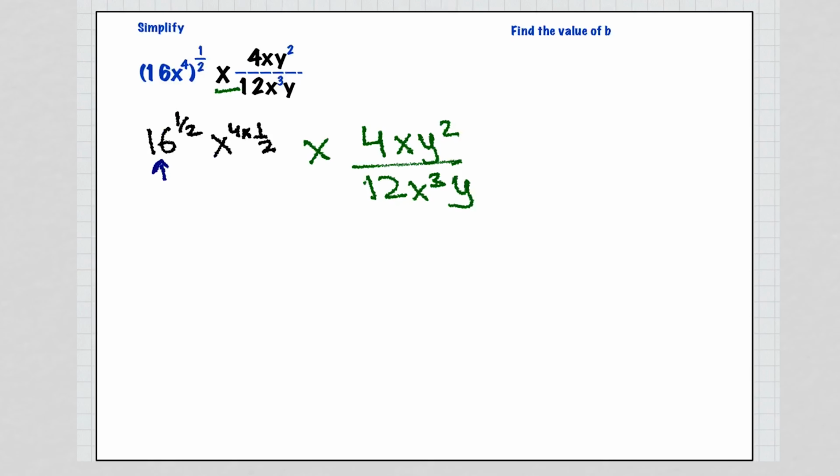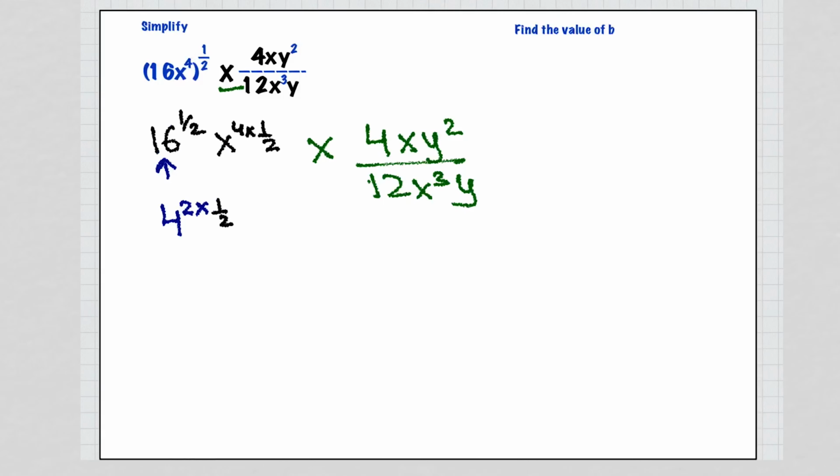I can replace 16 with 4 squared. Why am I doing that? Because I want to get rid of this 2. So I can write 16 as 4 squared, to the power 1 over 2. Then this one: 2 times 1 is 2, 2 times 2 is 4, or 4 divided by 2 is 2. I can write it as x squared.